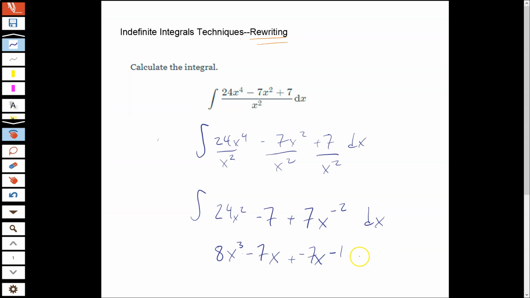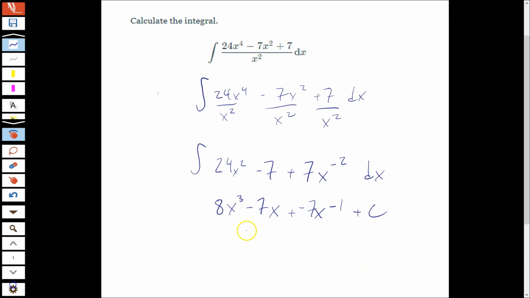Okay, so that is my solution, and then I'm going to add plus a constant to represent whatever constant might have been in this original function, that when I took the derivative disappeared. And then, just to make this look nice, I'm going to rewrite this as 8x to the third minus 7x. Sometimes we don't like the look of that negative exponent, so I'm going to do over x on the bottom.